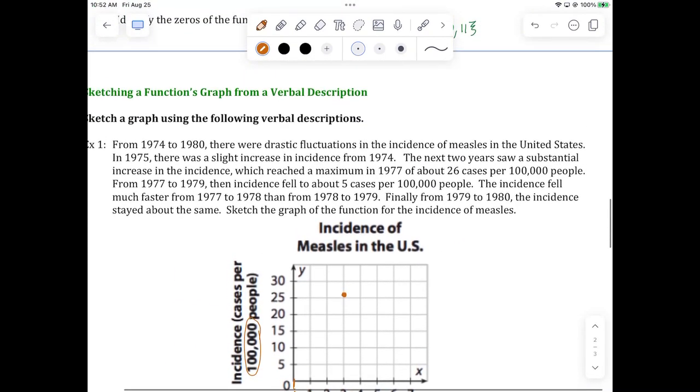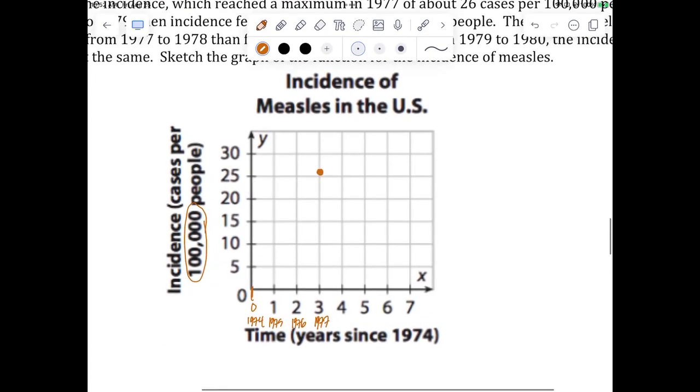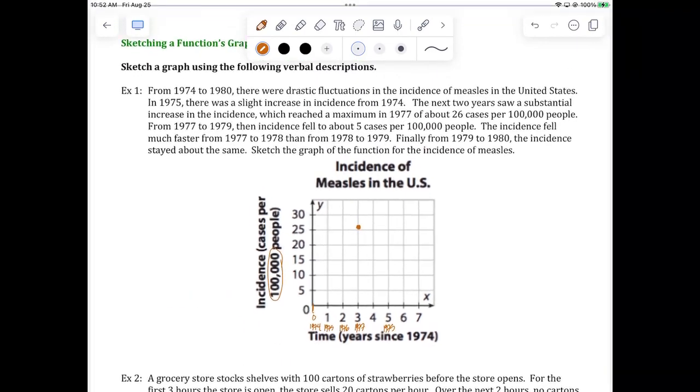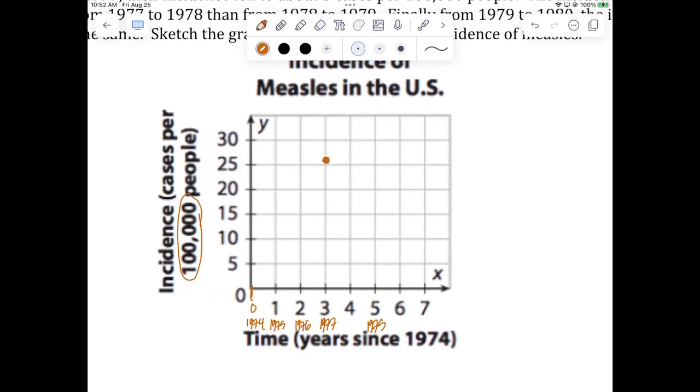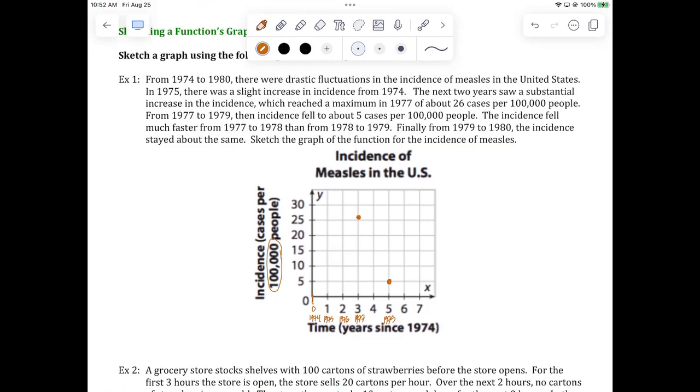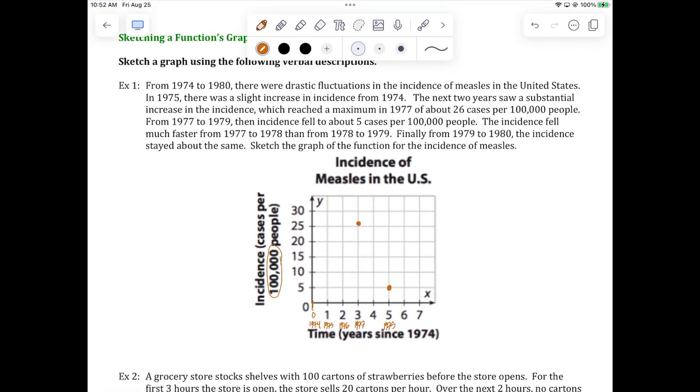And then what does it say? Is there another point that they give us? 5 cases per 100,000 people. What year did that happen in? 79. So where would 79 be? It would be right here at t equals 5. So at t equals 5, it's going to be, we said 5. Okay, so it fell quite drastically to 5. So we'll put a solid dot right there. And that's it, right? And then it says it kind of stayed the same. So now we just kind of fill in the blanks.